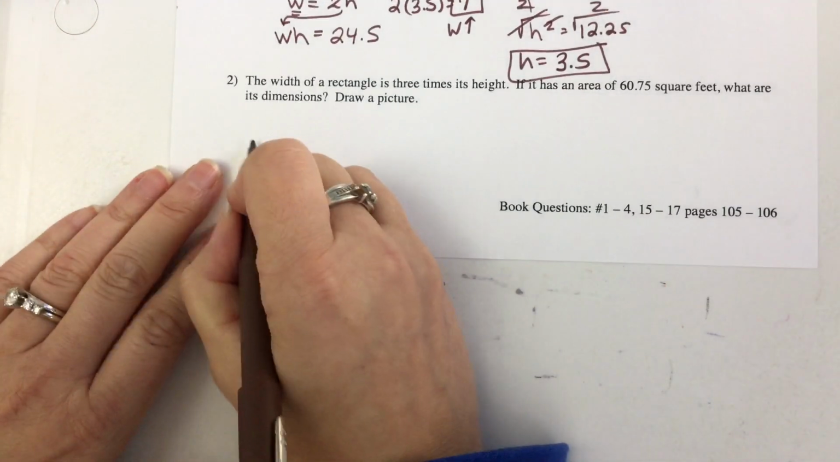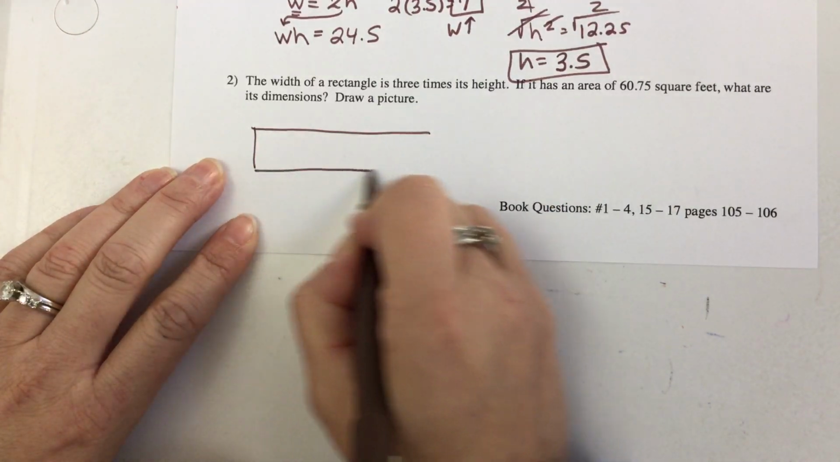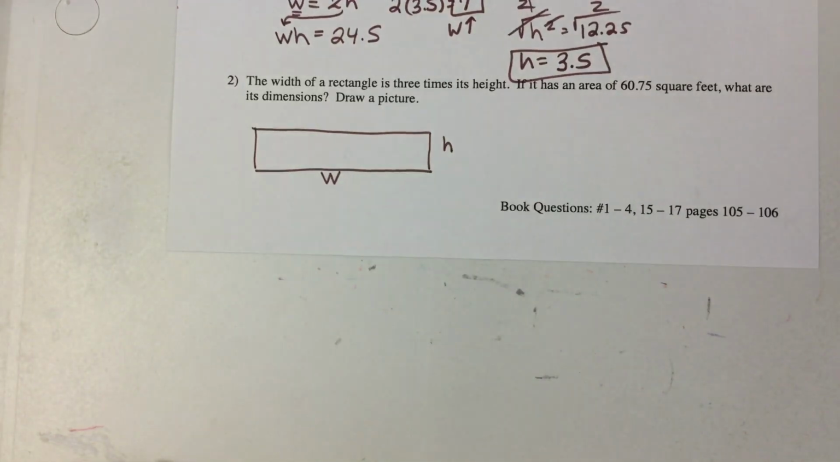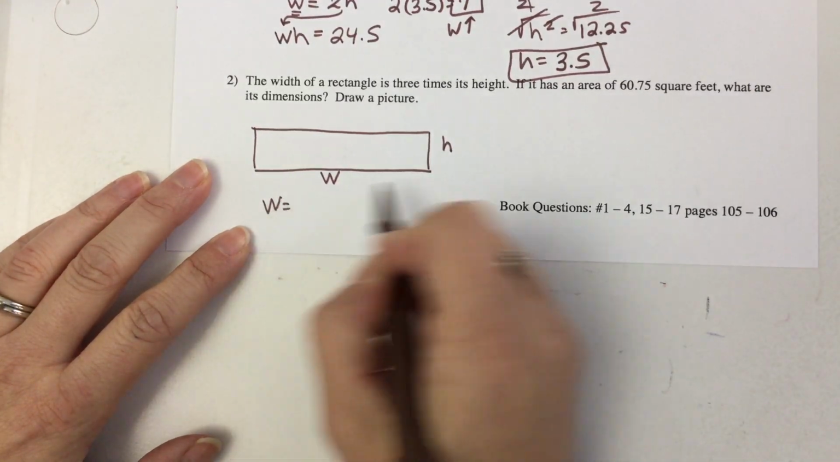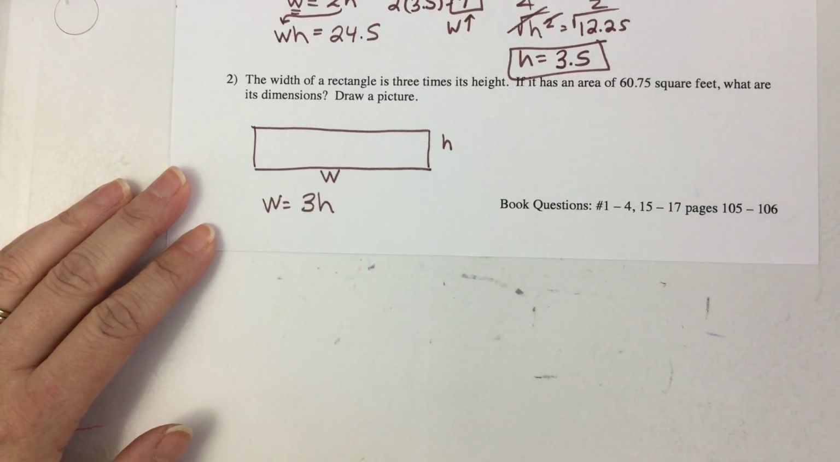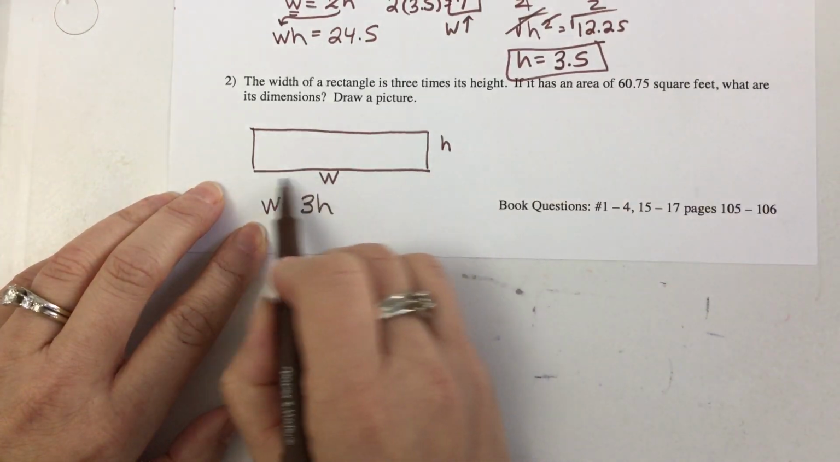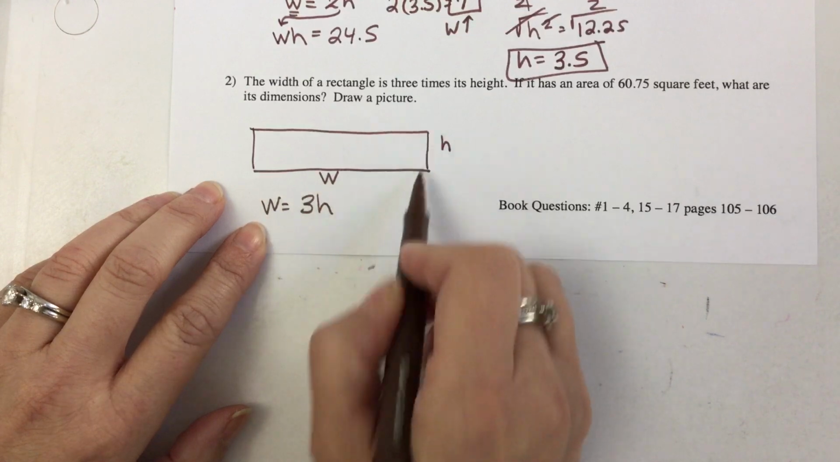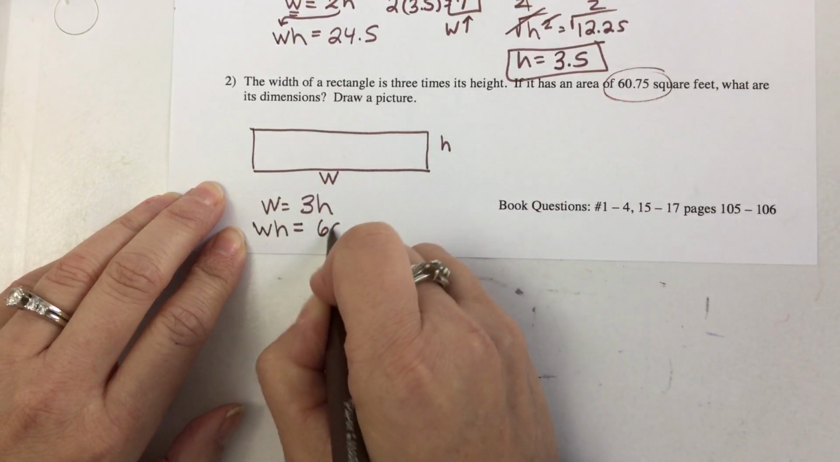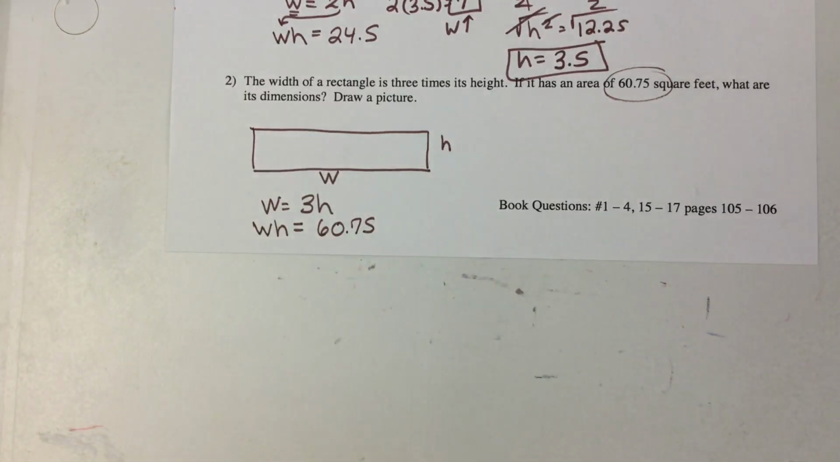Okay, the width of a rectangle is 3 times the height. We do not know what the height is. Well, here's the width, there's the height. What we know is that the width is longer. It is 3 times the height. So there's one of your equations. The area of a rectangle, I take the two dimensions and I multiply them. So W times H equals, this time it's 60.75 square feet.